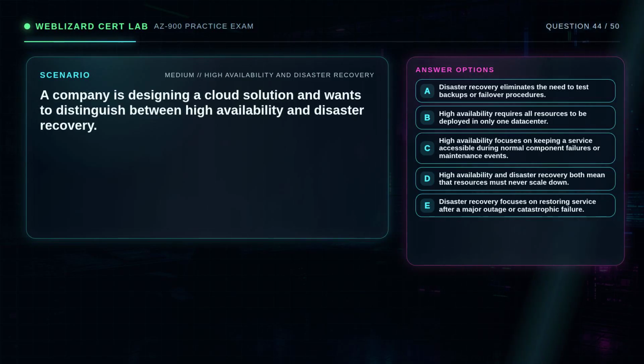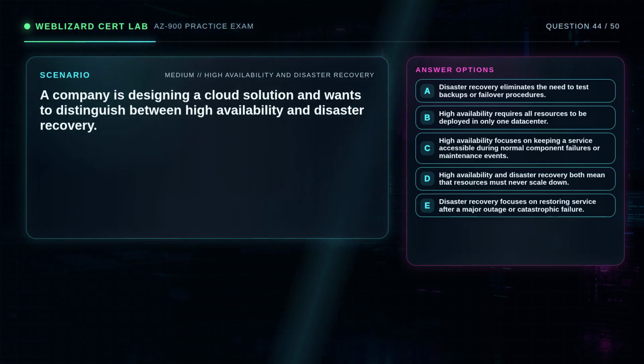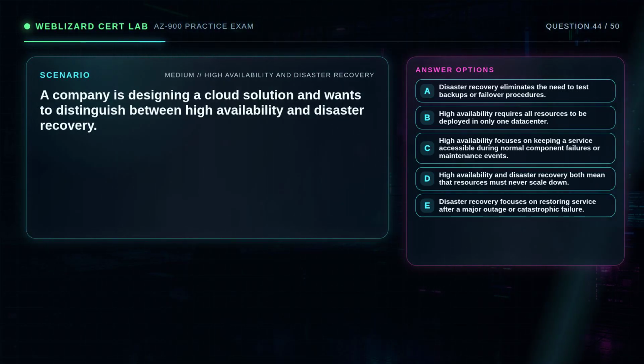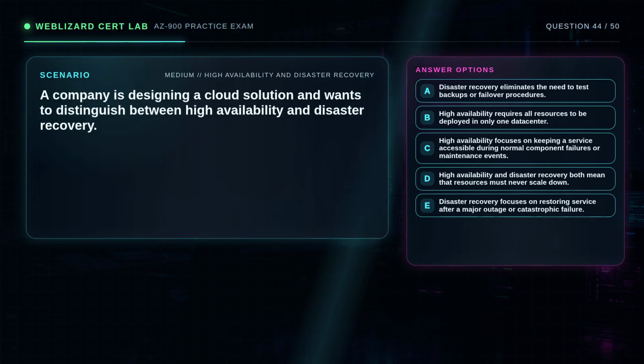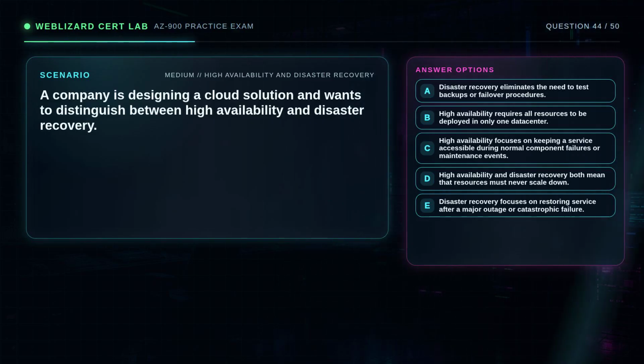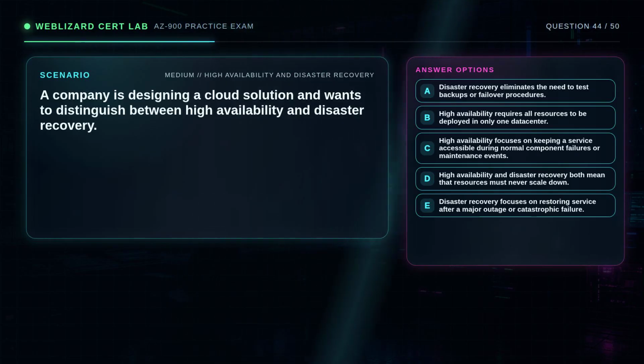C. High availability focuses on keeping a service accessible during normal component failures or maintenance events. D. High availability and disaster recovery both mean that resources must never scale down. E. Disaster recovery focuses on restoring service after a major outage or catastrophic failure.